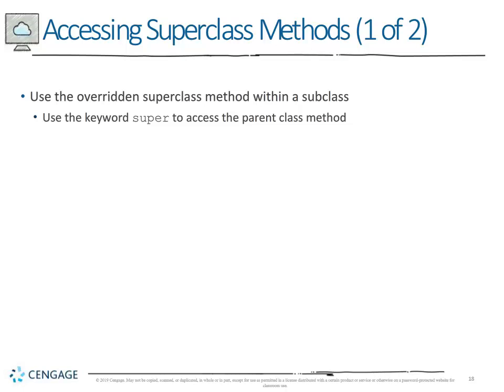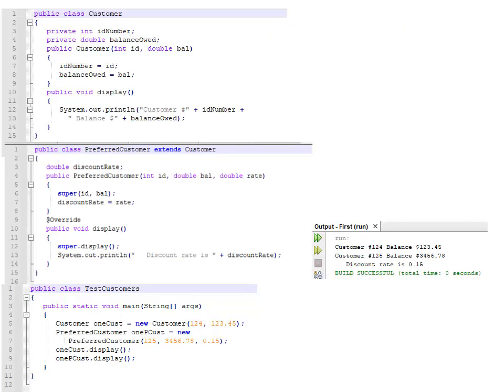Super can also be used to invoke the immediate parent class method. In this example, the public class Customer has a constructor with two arguments, ID and balance. The Customer class also has a display method. Then we have a public class PreferredCustomer that extends Customer. So the Customer class is a superclass, and PreferredCustomer is a subclass.